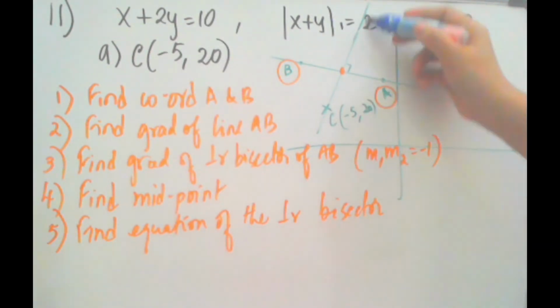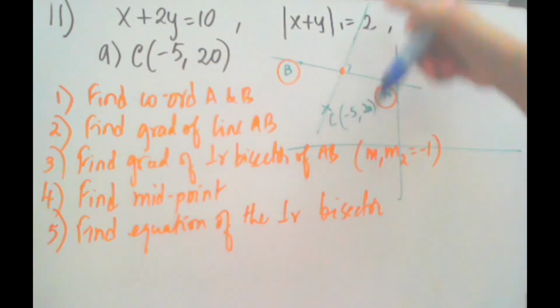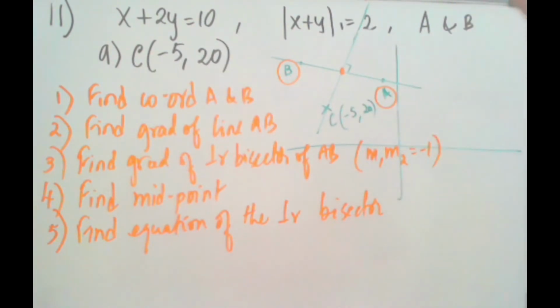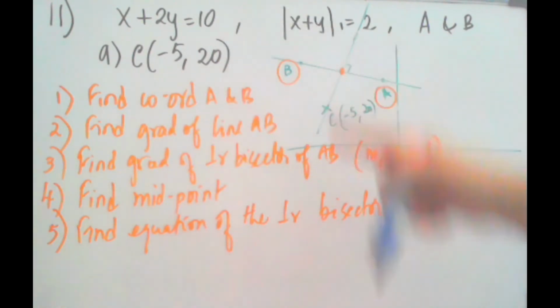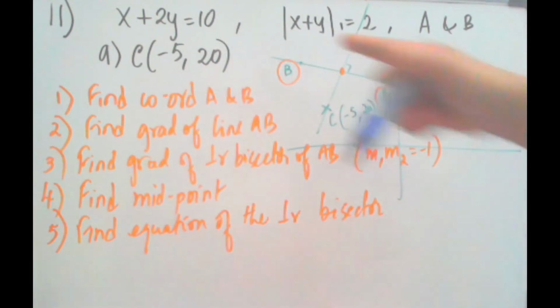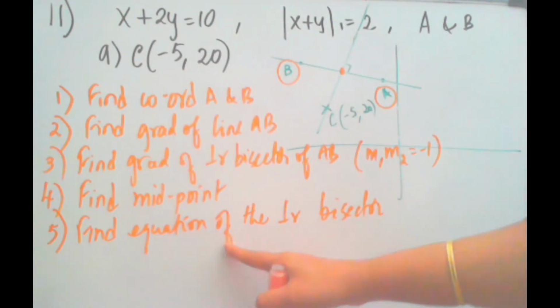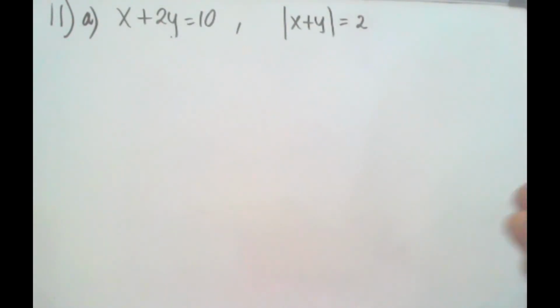Now once we get the equation of this perpendicular bisector, checking whether this point lies on that line or not is very easy. We will substitute x equal to minus 5, y equal to 20, and see if it satisfies the equation. Alright, so we have to do these 5 steps to show the first part, that point C lies on the perpendicular bisector. Alright, let's do that. The first step is finding the coordinates of A and B.